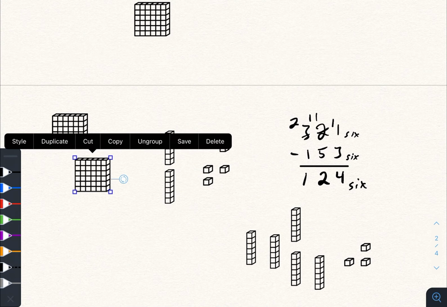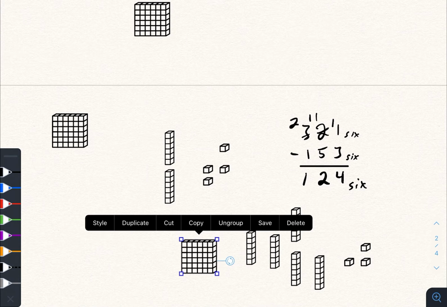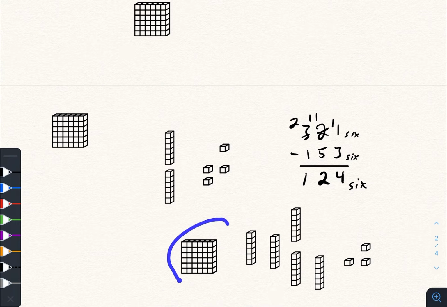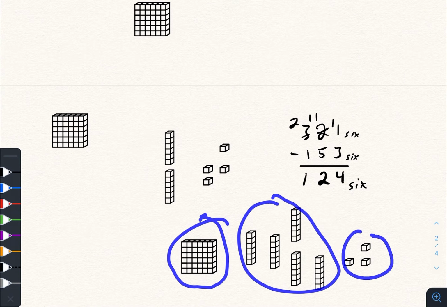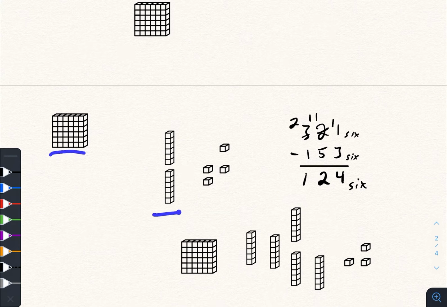Put that up here. And now I just take away 100. Okay, so I've taken away 153. I've taken away 153, and I'm left with 124. Right, left with 100, 2 tens, and then 4 ones.